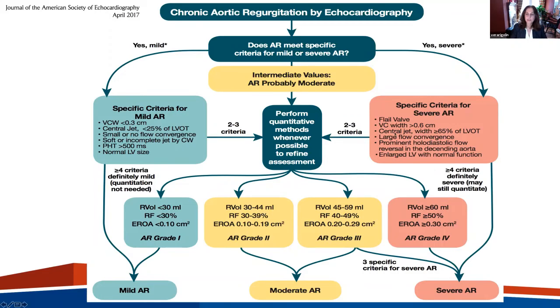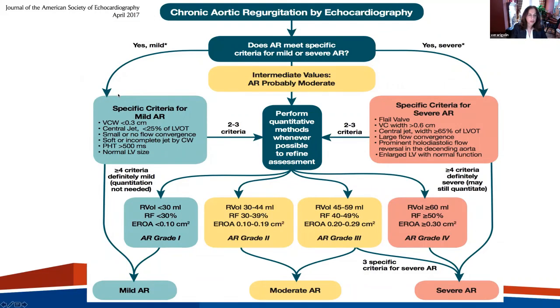If you only have 2 out of the 3 criteria, it's not quite clear, then whenever possible, we want to perform more quantitative methods, such as calculating regurgitant volume, regurgitant fraction, and the effective regurgitant orifice area to be able to give us more definitive information as to what the severity is.